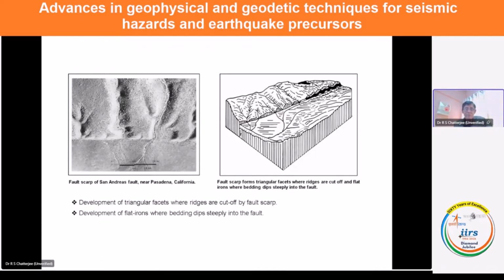Similarly, there are many other landforms that are characteristics of active tectonics, similar to what I have shown you. There is the topographic offset, and you will find the alignment of springs and these triangular facets. Here in this case you can see triangular facets are developed, and springs can be there where the aquifer is cut at a number of locations. And flat irons also, sometimes when the beds are dipping opposite to the fault line, then you can see flat irons.